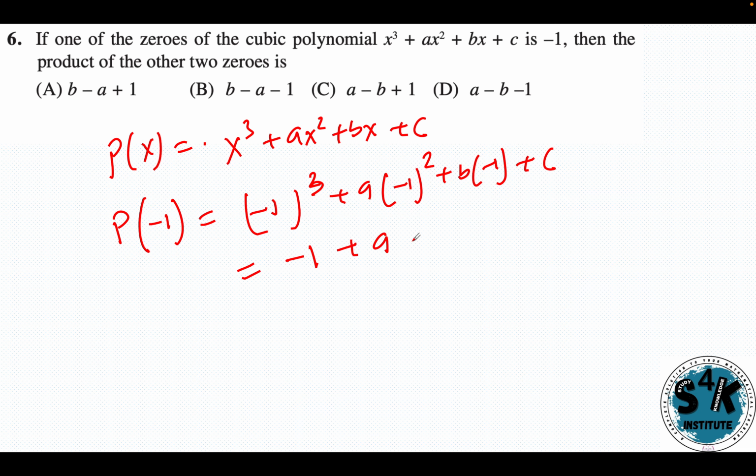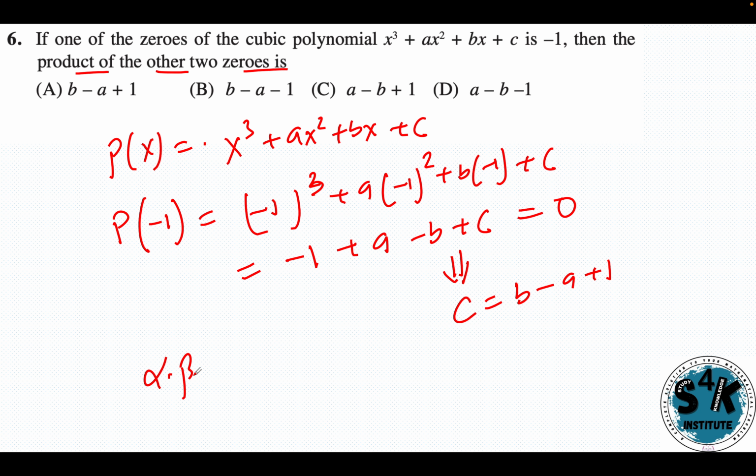-1 plus a minus b plus c is equal to 0. So if I solve for c, I will be getting b minus a plus 1. Now the product of the other two zeros it is asking. I know alpha into beta into gamma is equal to the last term, that will be minus c over a. Here a is the coefficient, like in general when we write ax cube plus bx square plus cx plus d. So in this case minus c over 1.